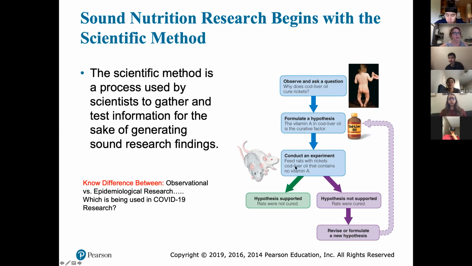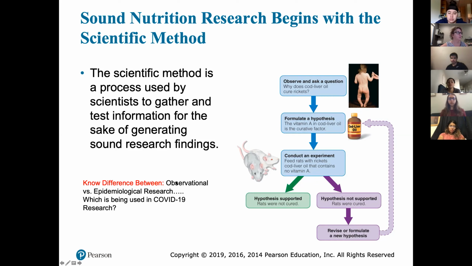But guess what? When they gave them the cod liver oil that contained no vitamin A, the rats still got better. So they had to go back and reformulate their hypothesis to figure it out. And guess what? It was vitamin D, for those of you that are still with me. If someone has a lack of vitamin D, then that's when they develop rickets. So this is how that scientific process works.